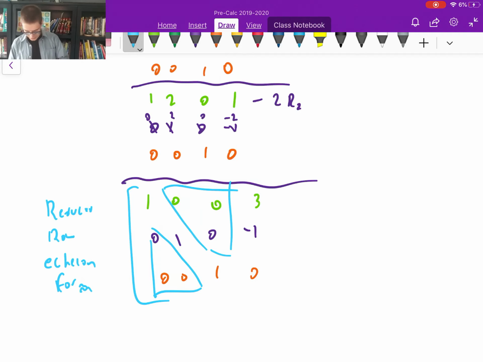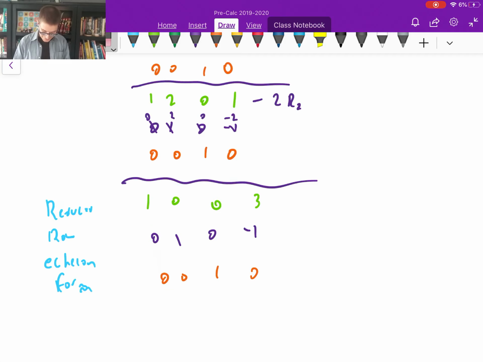Okay. Now, why is this helpful? Why would you ever want it in reduced row echelon form? Well, this actually is the answer. This is the solution to the problem. Remember how I said in the beginning, this is the x column, this is the y column. Let's use the right colors. Let's use red. This is the x column, this is the y column, this is the z column, this is the number column, the constant.